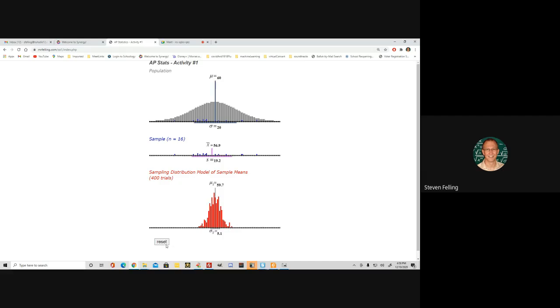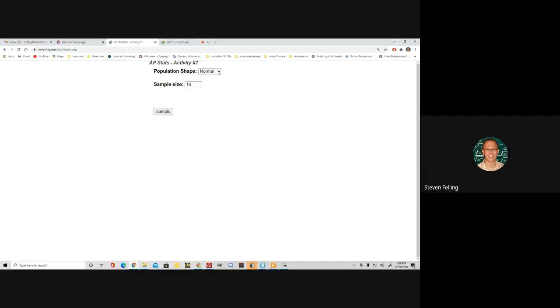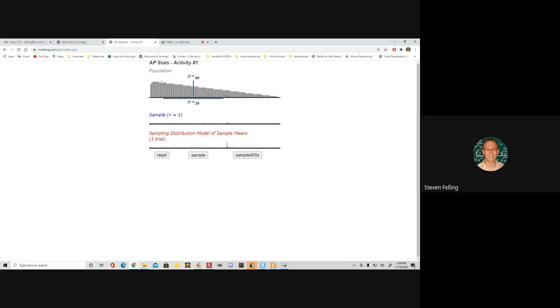Okay. Let's click reset, and you can do this with me. Let's pick a different shape, like skewed. And I'm going to go to sample size 1 initially. If I click sample here, then that means my population is skewed. I made it skewed right like this. So most of the stuff is here and slowly moving off to the right.